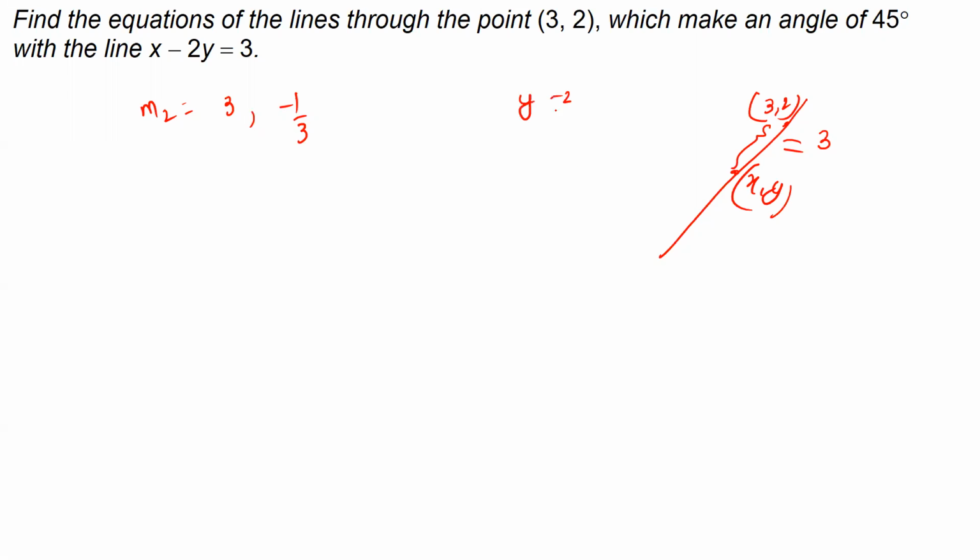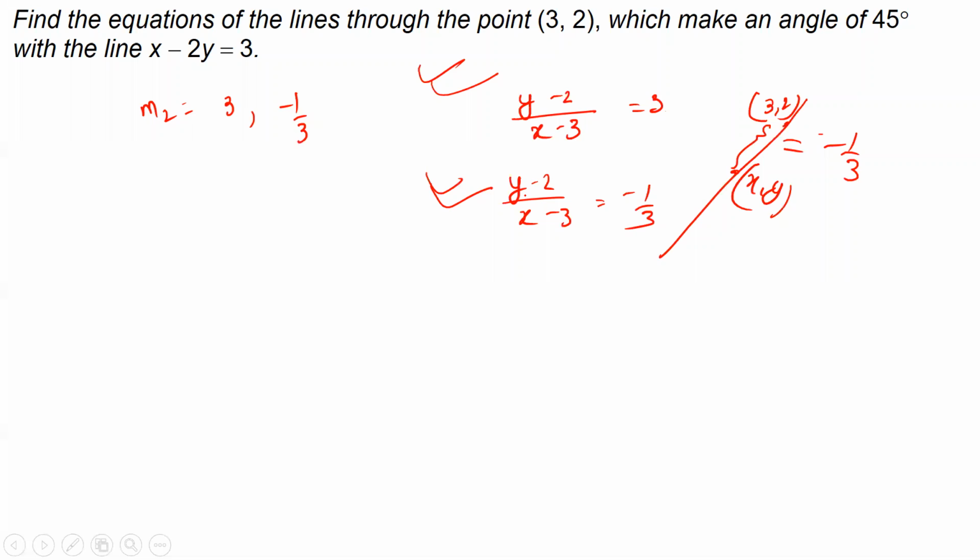So for example, you'll get (y minus 2) by (x minus 3) is equal to 3 as your first equation. And if you take the slope to be equal to minus 1 by 3, then your second equation will be (y minus 2) by (x minus 3) is equal to minus 1 by 3. So these two equations you need to simplify and give the answer.